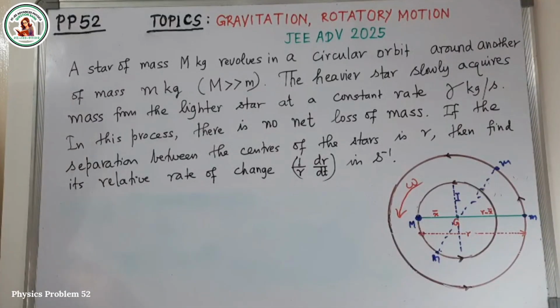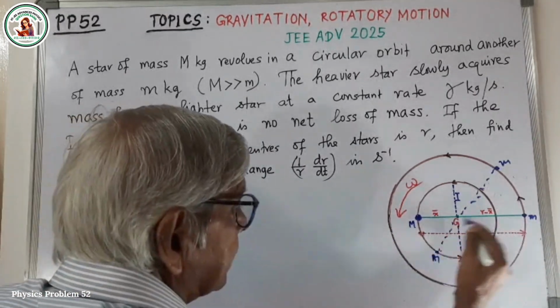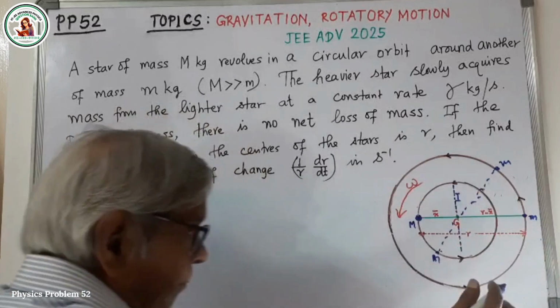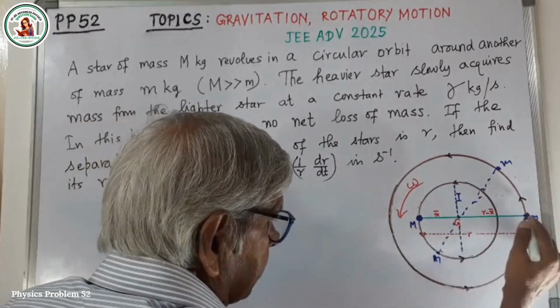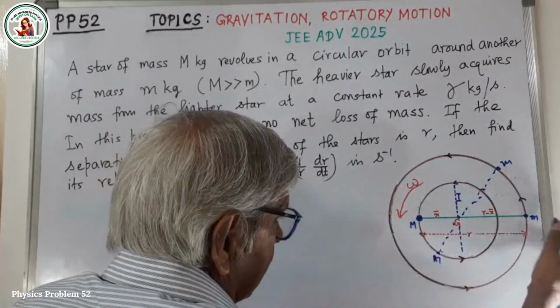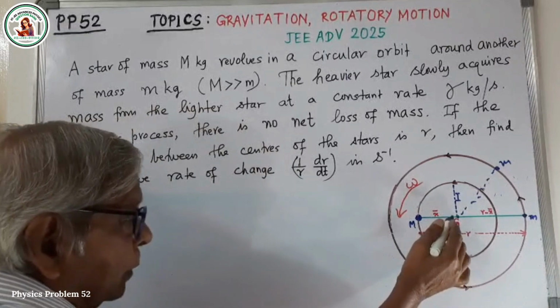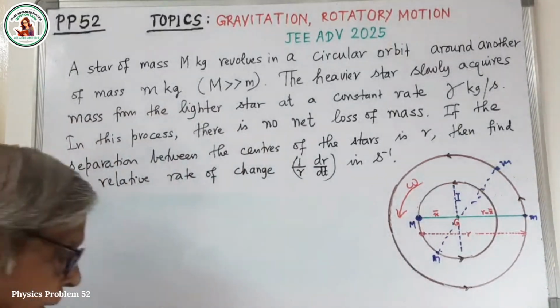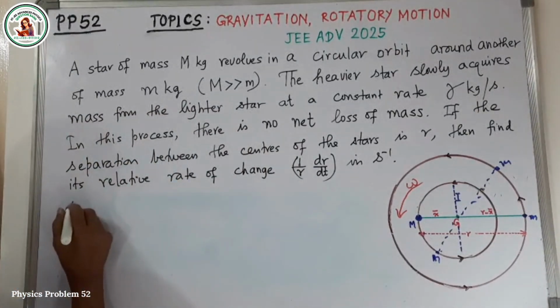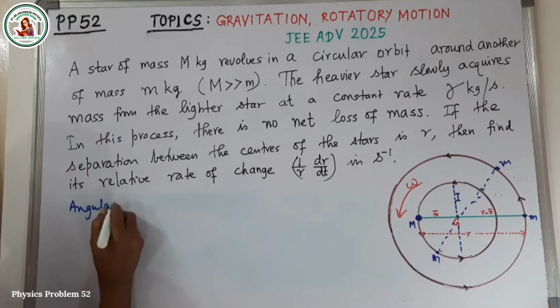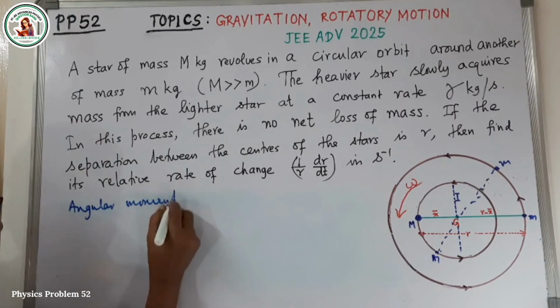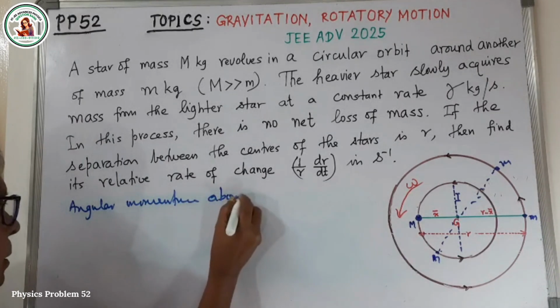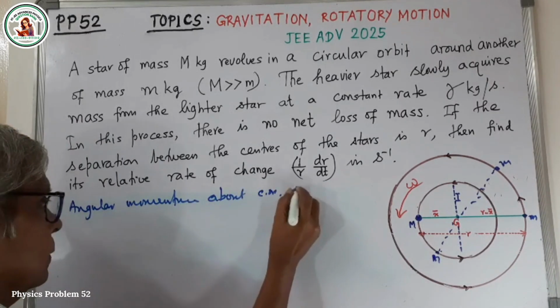Let us continue and see how we can use the two formulas to solve further. Now, this gravitational force is the driving force of this system, which is passing through the center of mass, between M and m. So this force cannot produce any torque about the center of mass. So angular momentum about the center of mass is conserved.